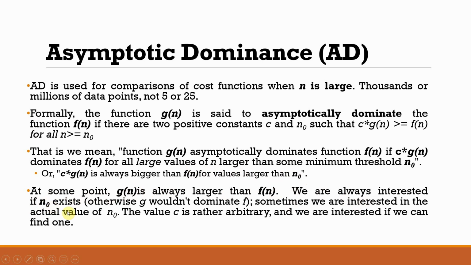We want to know if there is a number such that for all n's bigger than that number, g of n is going to dominate f of n. Otherwise, g wouldn't dominate f. Sometimes we are also interested in the actual value of n0, so we want to figure out at what point g of n is definitely going to be bigger than f of n for all n's. So the value of c is not important, we are just interested in whether we can find one, right?